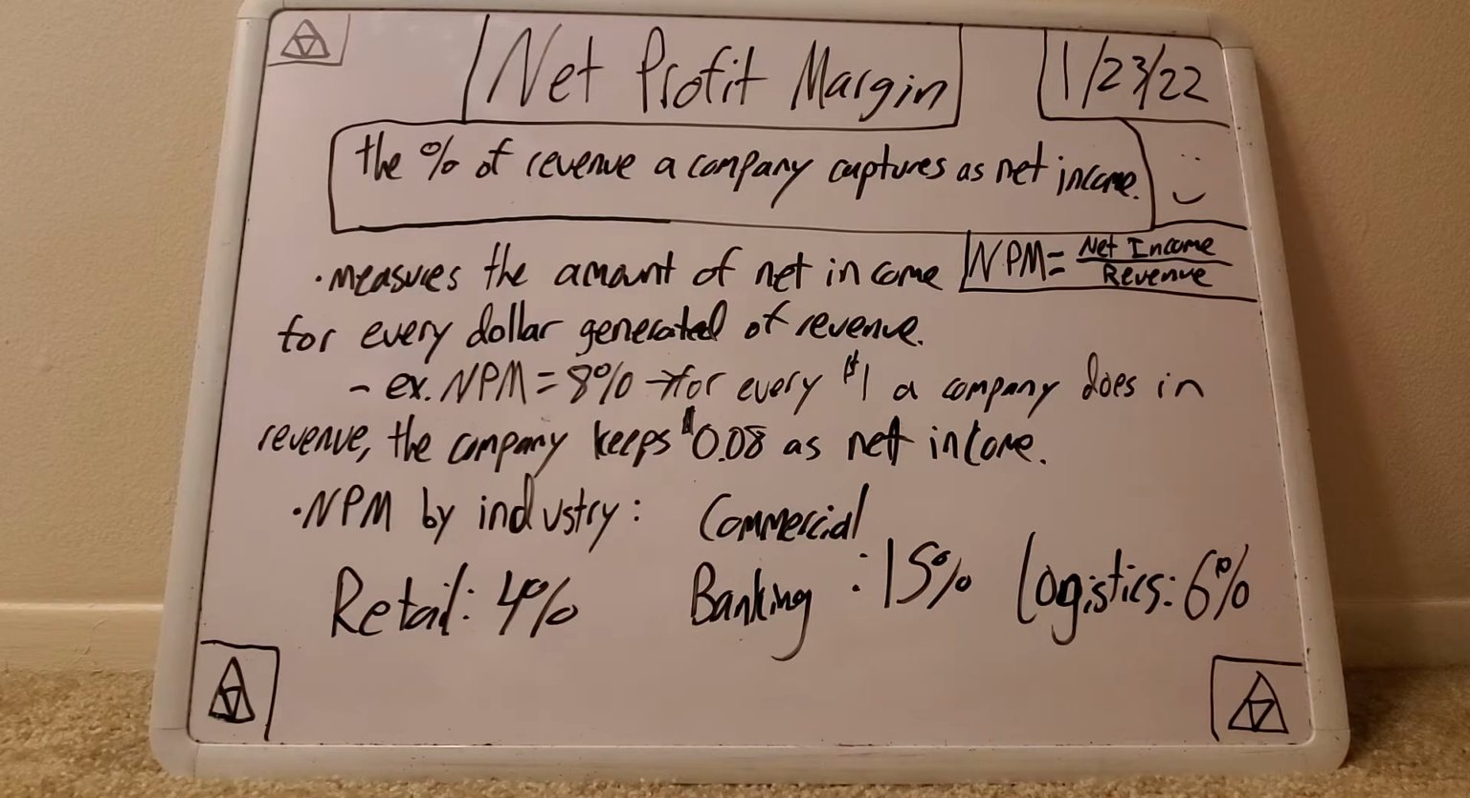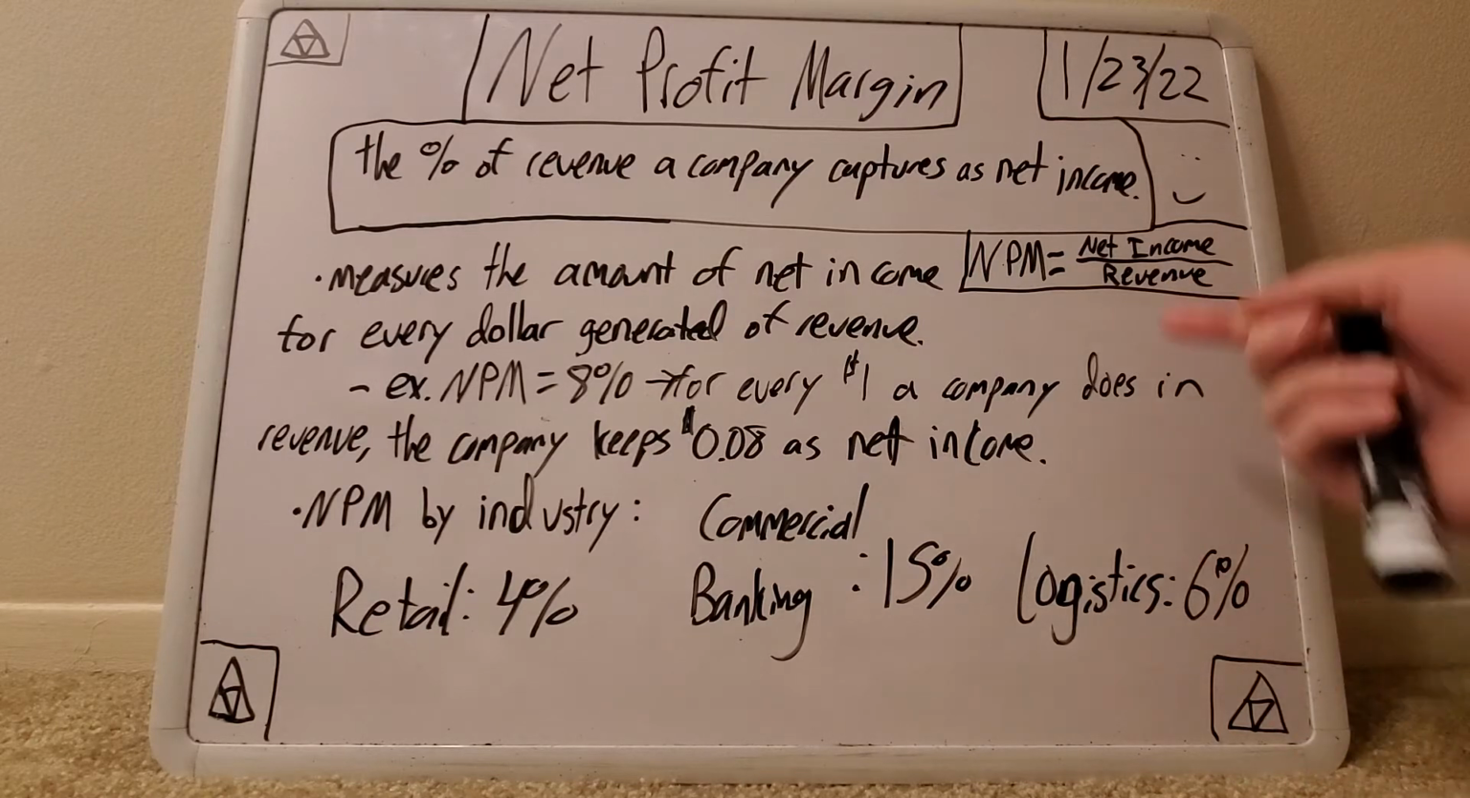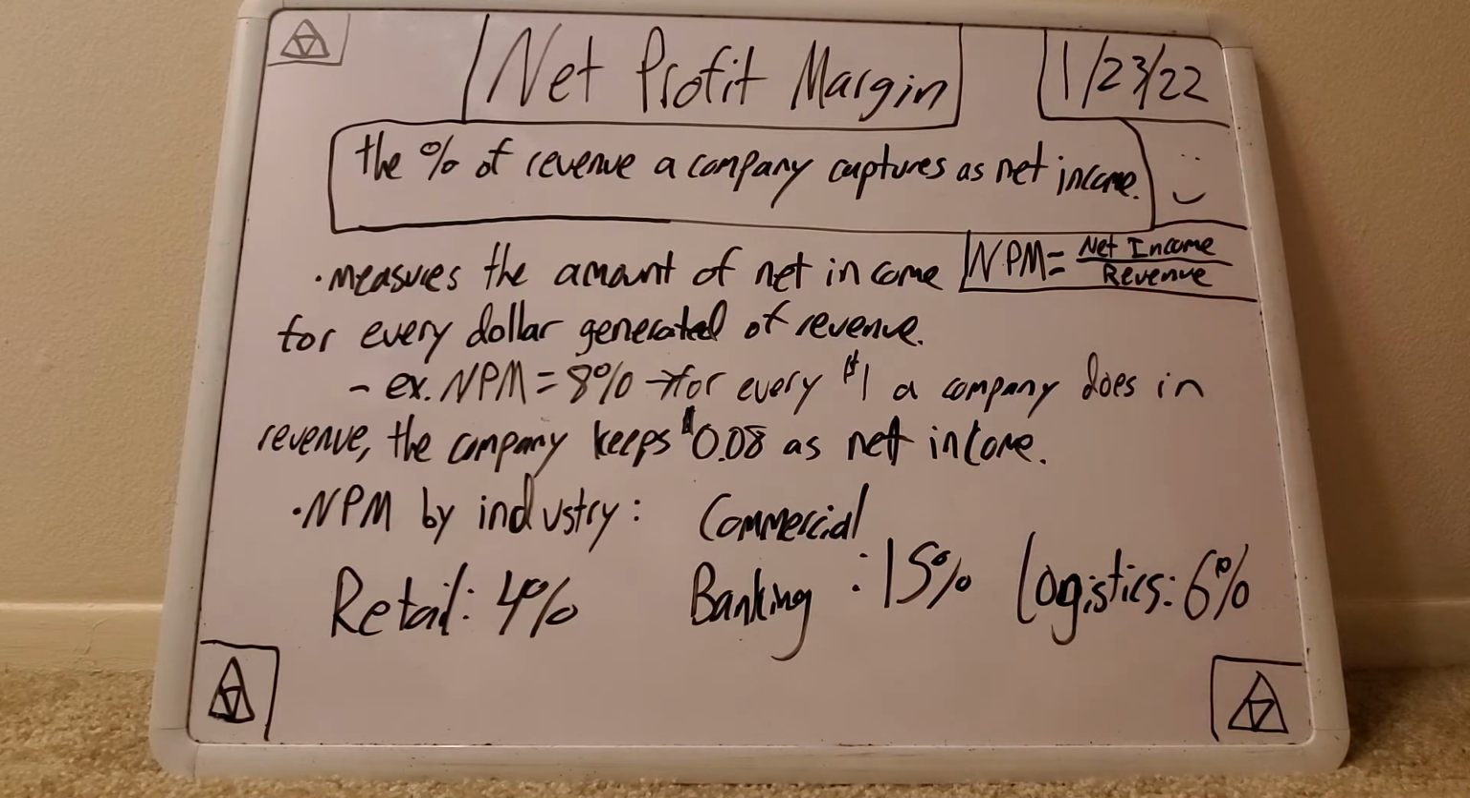So net profit margin is the percent of revenue a company captures as net income. Net profit margin measures the amount of net income for every dollar generated of revenue, and the equation is going to be net income divided by revenue, both of which can be found right on a public company's income statement.